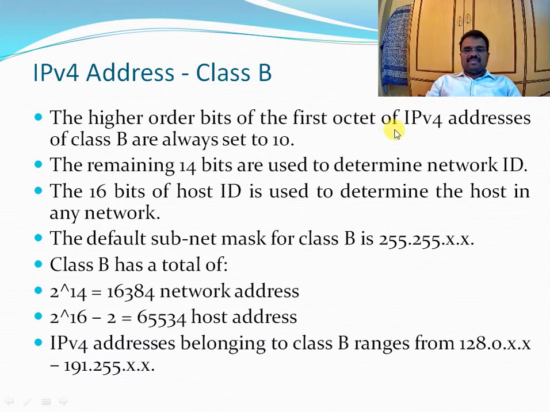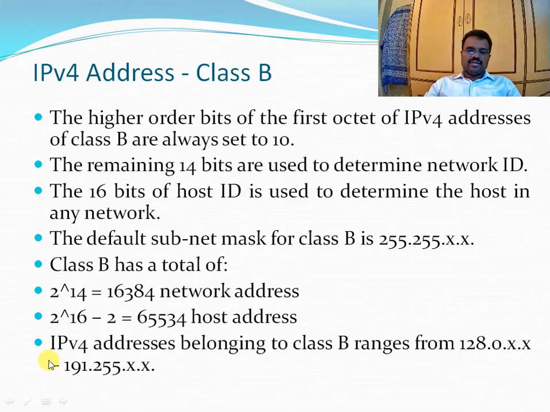The higher order bits of the first octet of IPv4 addresses of class B are always set to 10. The remaining 14 bits are used to determine the network ID. The 16 bits of the host ID are used to determine the host in the network. The default subnet mask for class B is 255.255.x.x. Class B has a total of 2 to the power of 14, which is 16,384 network addresses, and 2 to the power of 16 minus 2, which is 65,534 host addresses.